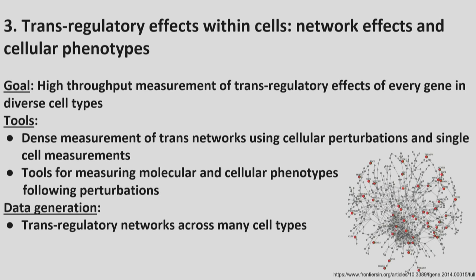Yeah, so number three is trans regulatory effects within cells, network effects, and cellular phenotypes. And here the goal is really to generate high throughput measurements of trans regulatory effects in every gene in diverse cell types, not just in a specific cell type. We would want tools that generate dense measurements of trans networks, usually in cellular perturbations, it's single cell measurements, and really becoming much more dense and much more specific if we can. And then tools for measuring molecular and cellular phenotypes following these perturbations, and again, better coverage and better cell type specificity, which I think the field is a bit lacking.